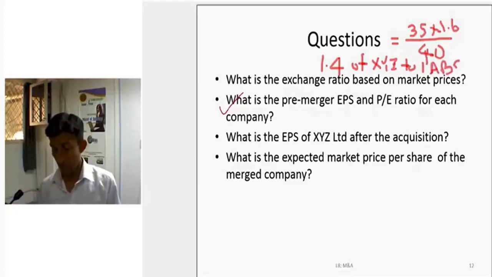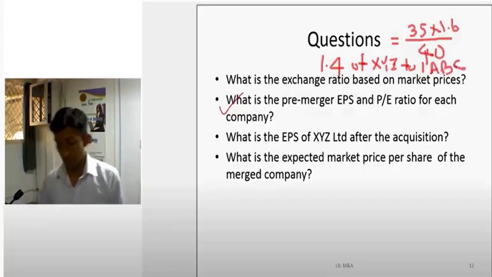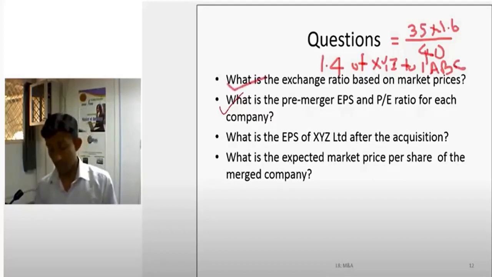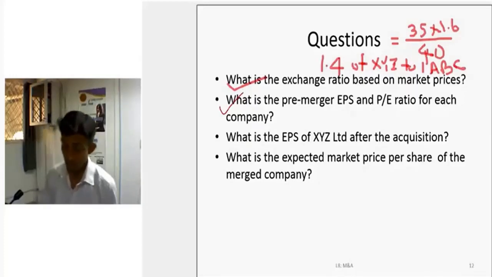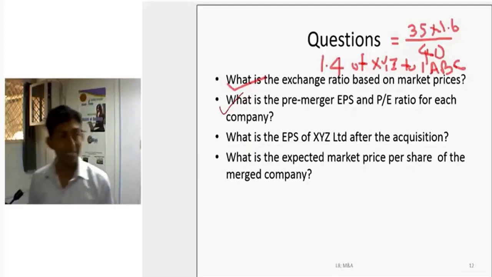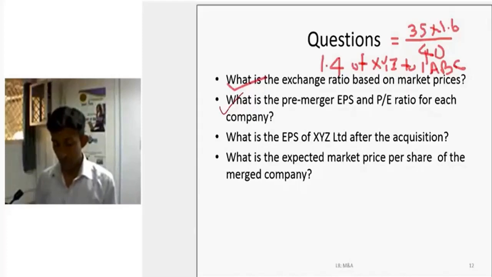Now let's look at the third situation. So we are done with the second one as well. So let's go to the third one. What is the earnings per share of the XYZ Limited after the acquisition? So now there's no more ABC. Why? ABC has been taken over by XYZ. So what is the new earnings per share? That's very important to understand. So let's calculate the new earnings per share.